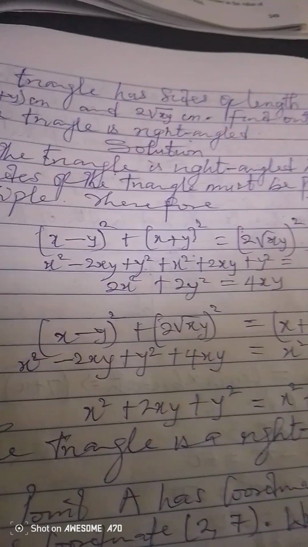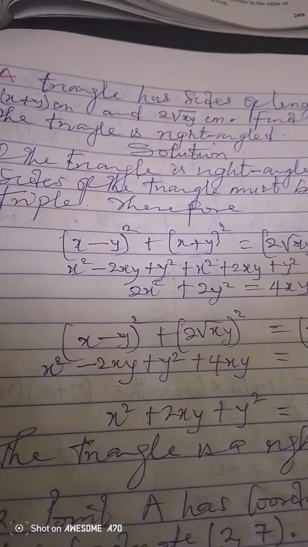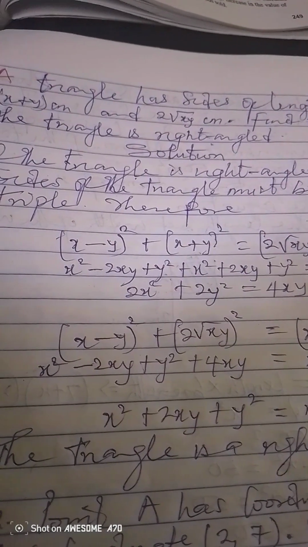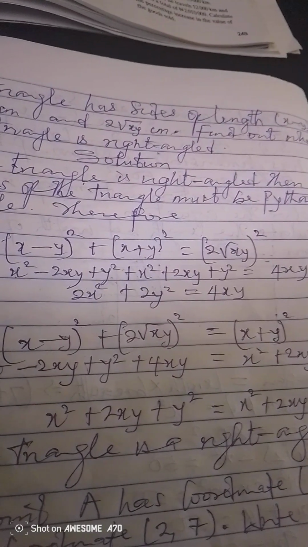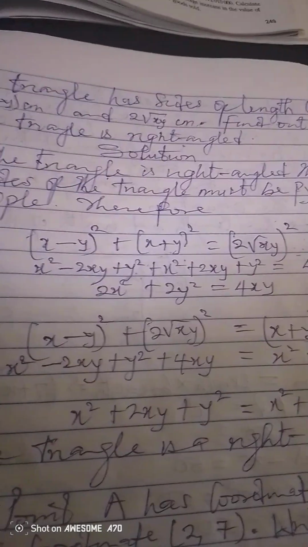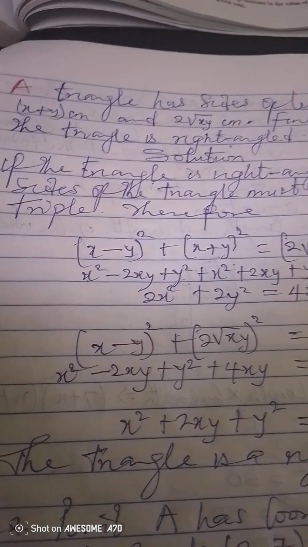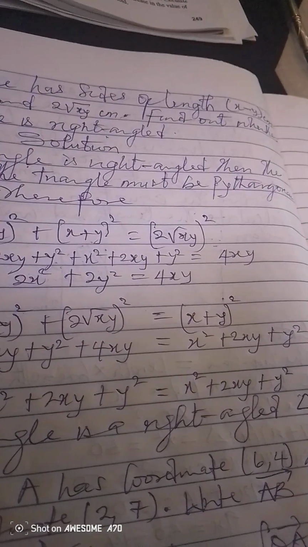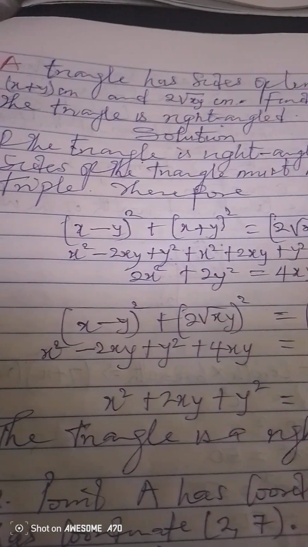In today's class, what we have is as follows. A triangle has sides of length (x minus y) centimeters, (x plus y) centimeters, and 2 root xy centimeters. Find out whether the triangle is right angled.